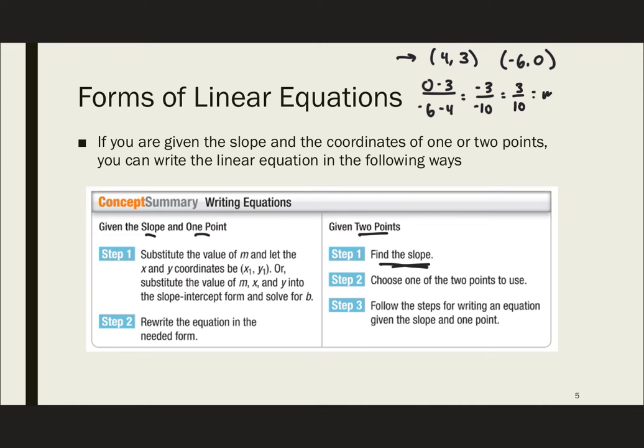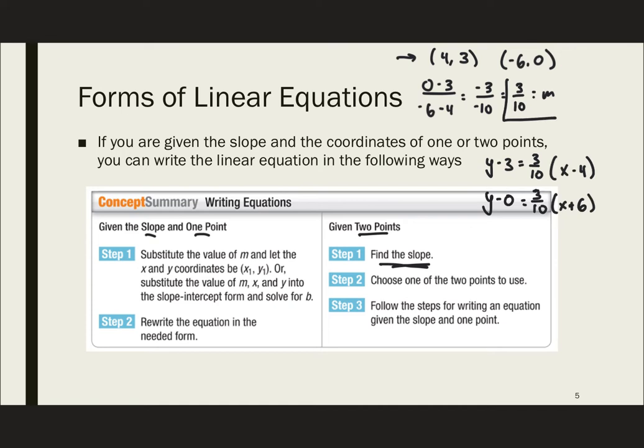This is my slope. Now that I have my slope, I can take either one of my 2 points. Either one works, and you're going to plug it into the equation. So potentially there are 2 different answers for this. The first one would be y minus 3 is equal to 3 over 10 times x minus 4. The other answer would be y minus 0 is equal to 3 over 10 times x plus 6. And both of these answers are going to be correct.